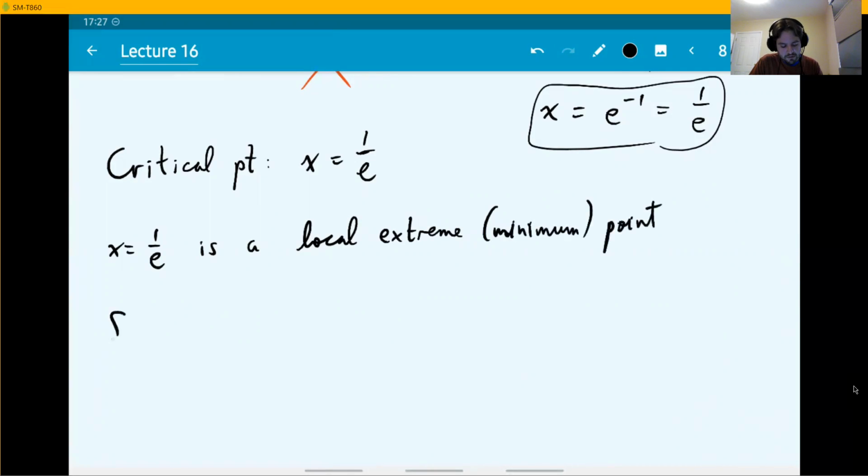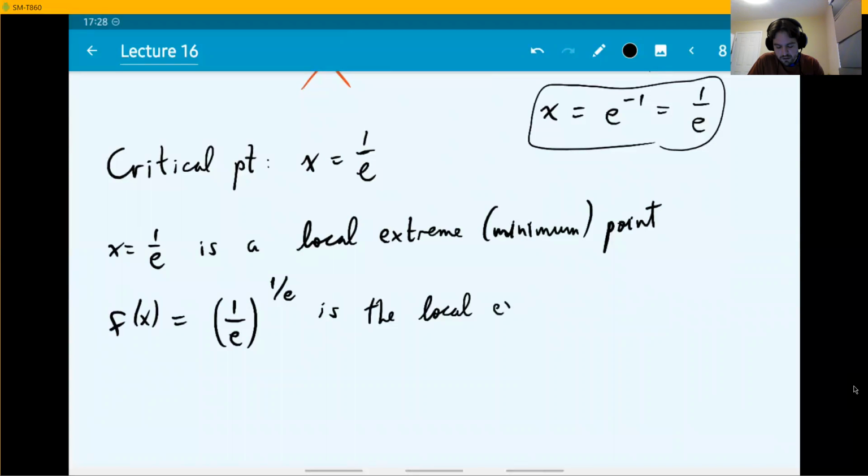What is the value? Well, f of x was x to the x. So 1 over e raised to 1 over e. There isn't much you can do to simplify this. Just leave it like that. It is a number. This is the local extreme value. Also a minimum.